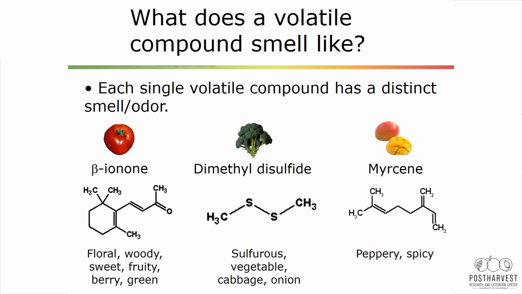So each volatile has a smell. Say beta-ionone is present in tomato, and it's described by itself as floral, woody, sweet, fruity, berry, green. So people have a specific vocabulary to talk about smells, right?